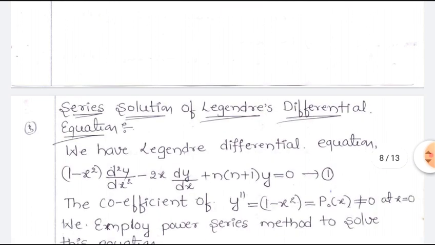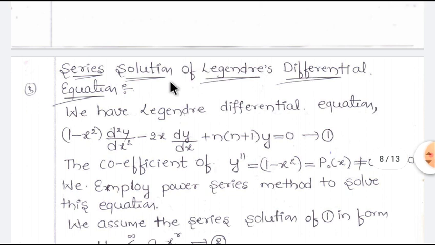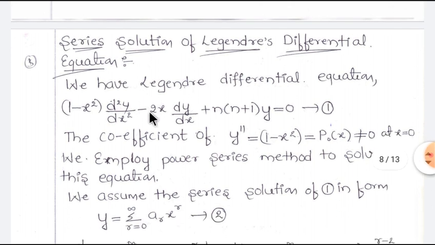Next, series solution of Legendre's differential equation. One more standard theorem: series solution of Legendre's differential equation. We have the Legendre's differential equation (1 minus x square) into d square y by dx square minus 2x into dy by dx plus n into (n plus 1) into y is equal to 0; call it equation 1. It is the general form of the Legendre differential equation.